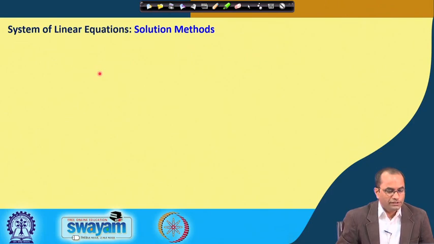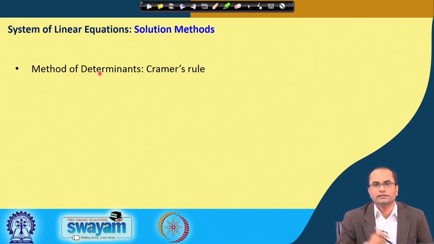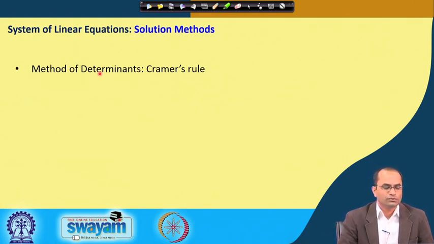So, for the system of linear equations, we basically have other solution methods too, like the method of determinants you must be familiar with, or we call this Cramer's rule. With the help of this determinant we get the solution, and this is possible when we have a system where a unique solution exists. The number of equations is the same as the number of unknowns, and the system has a unique solution.